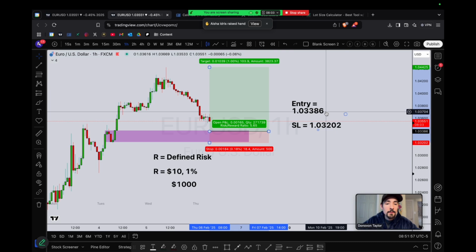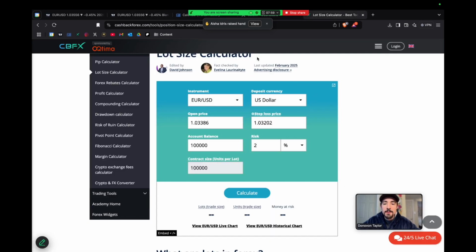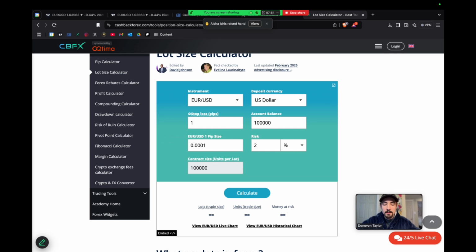If you have it on your TradingView, if you're taking it from a trade idea, just copy the entry price and stop loss price in here. Okay, if I go to stop loss in pips, I can take a look at this. It's 18.4. So I'm going to put in 18.4 is my stop loss in pips.